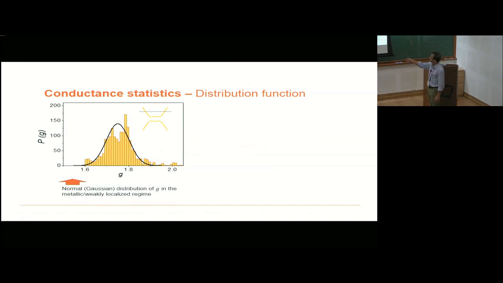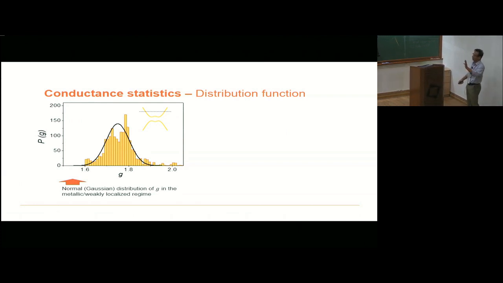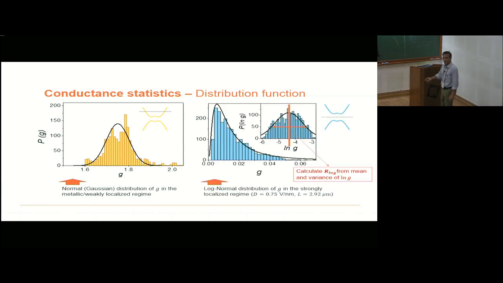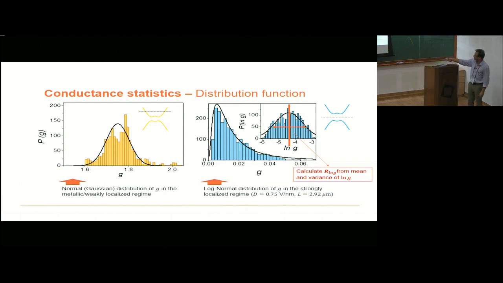Now, if I take the conduction when the Fermi energy is deep into the conduction band or valence band, and I do the same thing, that is, I take the statistics of the fluctuations, you can see the fluctuation is essentially Gaussian in nature. That is, the probability of conductance is roughly a normal distribution of G in the metallic or weakly localized regime. However, if we look at the strongly insulating regime, where the Fermi energy is deep into the gap, now the statistics of conductance as a function of G is no longer simple Gaussian, it's a log normal distribution.